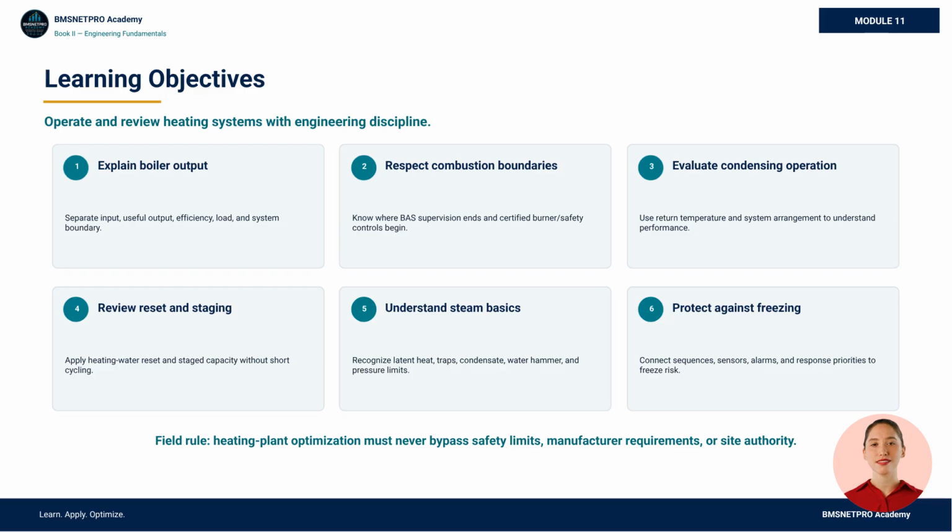A BAS can coordinate heating systems, trend temperatures, enable stages, reset set points, and alarm abnormal conditions. But it does not replace certified burner controls, flame safeguards, pressure relief devices, code-required safeties, or the authority of qualified boiler personnel.